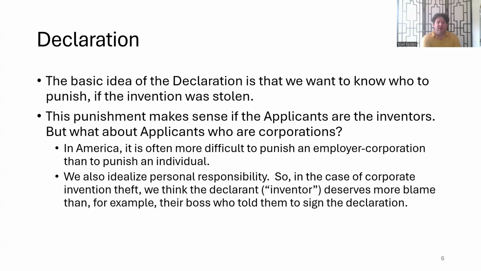So in the case of corporate invention theft, we think the declarant, the person saying they're an inventor, deserves more blame than, for example, their boss who told them to sign the declaration, right? If the company steals an invention, we're not going to really penalize the boss who says just sign the form. We're going to say that, you said you invented it. If your boss forced you to sign it, he should not have done that. Or you should still say no. So we want to be able to penalize the alleged inventors.